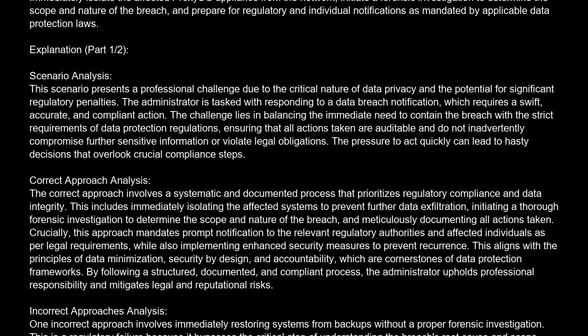Correct approach analysis. The correct approach involves a systematic and documented process that prioritizes regulatory compliance and data integrity.